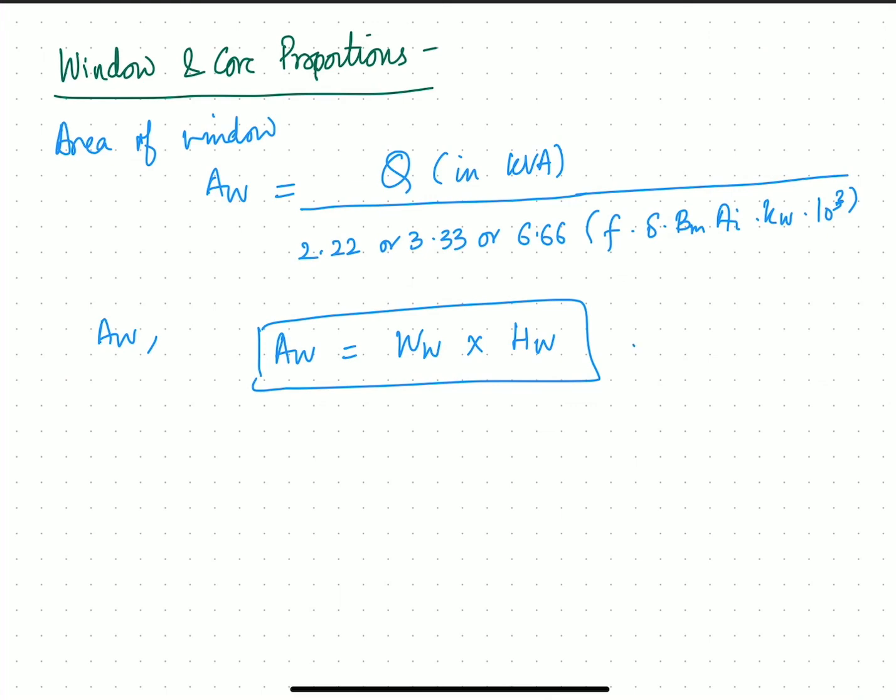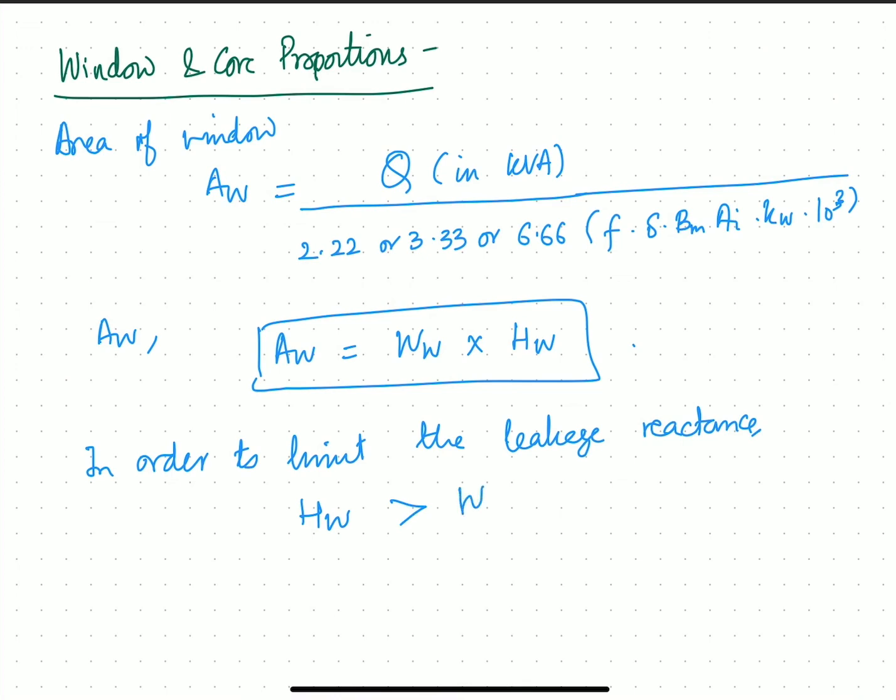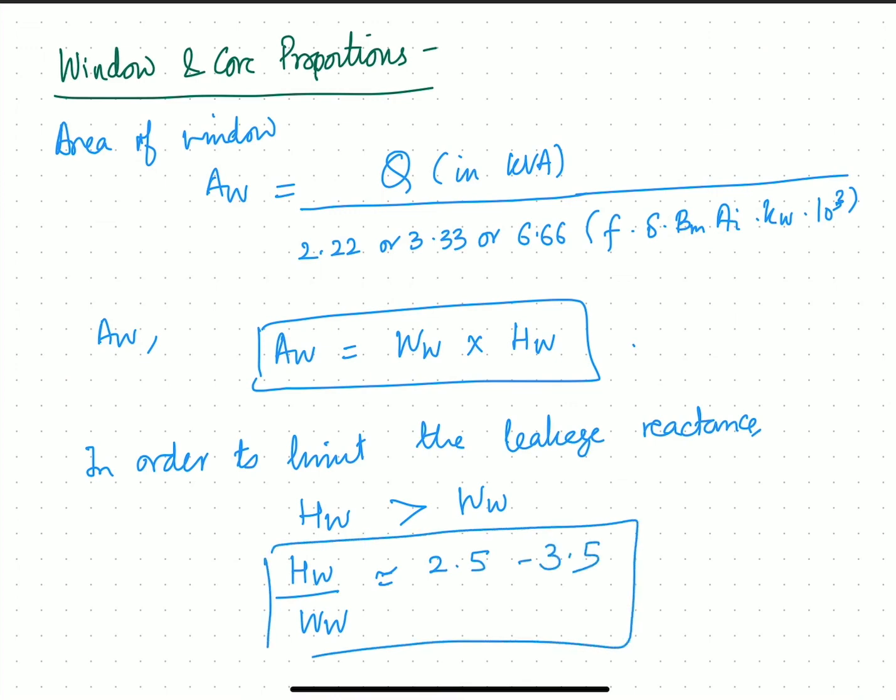So this is another factor that you have to keep in mind. And also you have to keep in mind that in order to limit the leakage reactance, this height Hw is usually made more than the width of the transformer. So this Hw over Ww ratio is usually between 2.5 to 3.5. So the height is about 2.5 times the width.